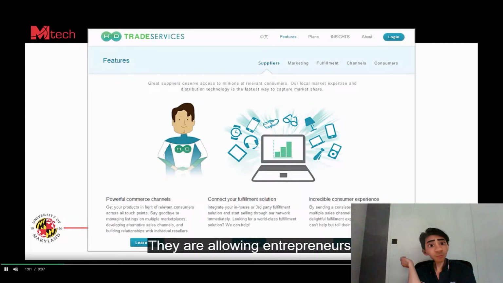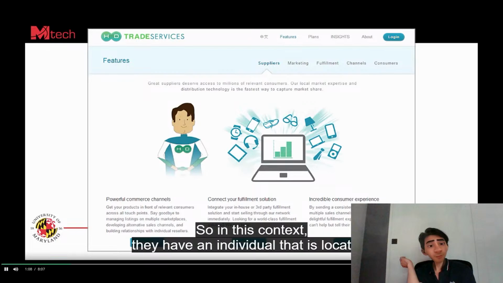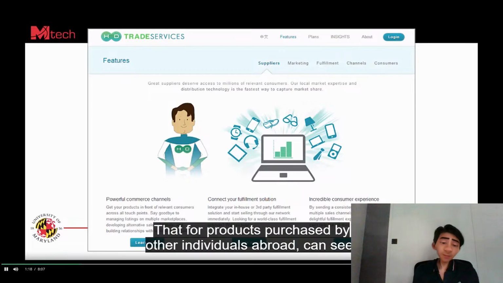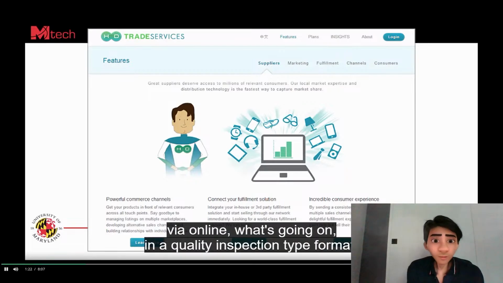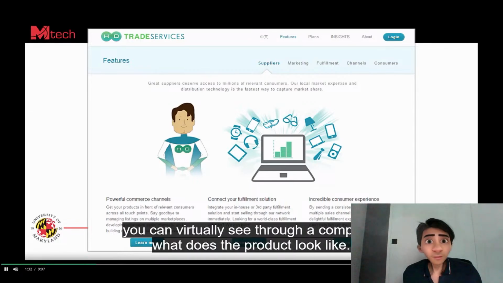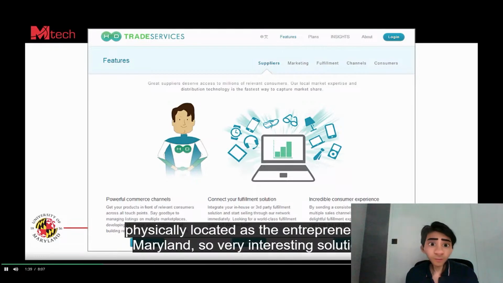They are allowing entrepreneurs to virtually see products that they are ordering from overseas. They have an individual located on the supplier side with video cameras, so that for products purchased by other individuals abroad, buyers can see online what's going on in a quality inspection type format. So you can monitor your distribution channel. You can virtually see through a computer what the product looks like in Taiwan that's being put into the box, if you're physically located as the entrepreneur in Maryland.